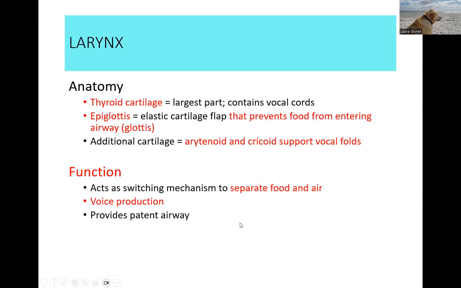Okay, so the larynx, we have 3 cartilages found there. The largest is the thyroid cartilage, and that's what houses the vocal cords and the vocal folds. You have the epiglottis just superior to that, elastic cartilage flap that prevents food from entering the airway. So it's going to direct appropriately air into the right tube and food into the right tube. Additional cartilages are the arytenoid and cricoid cartilage that support the vocal folds.